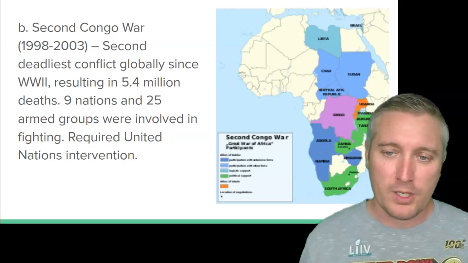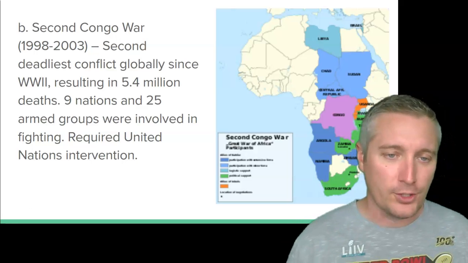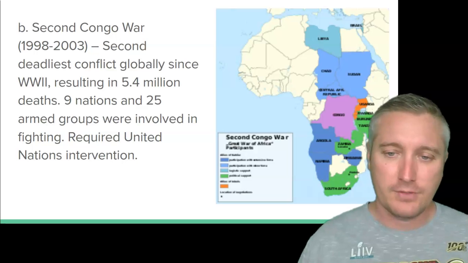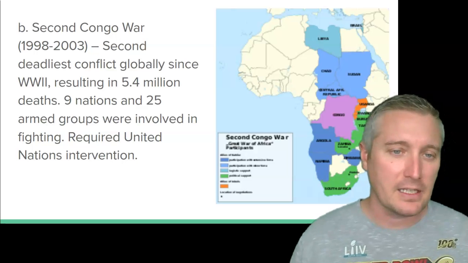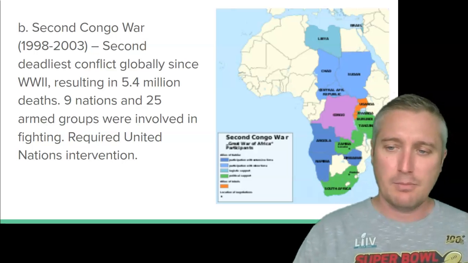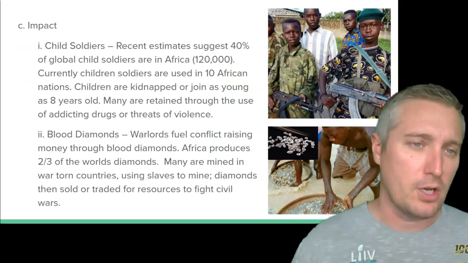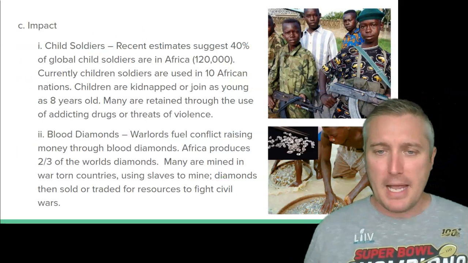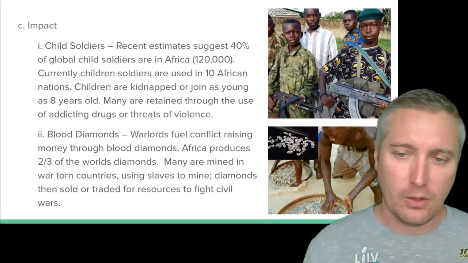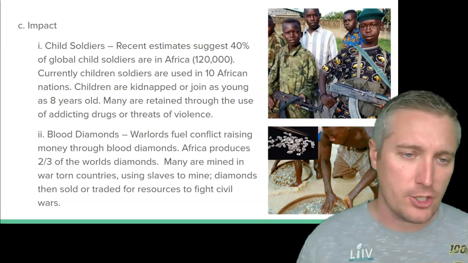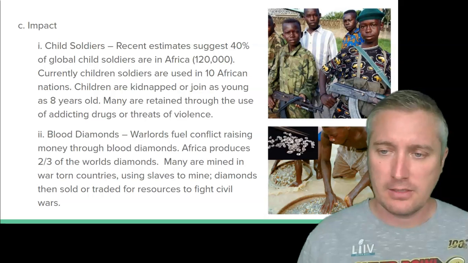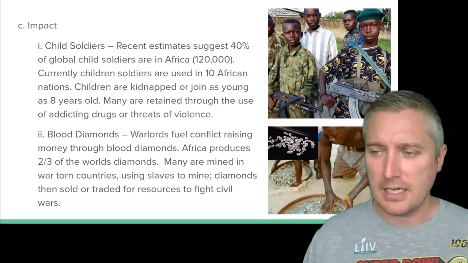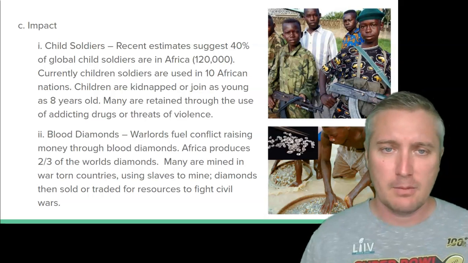For the most part, we don't even know much about it. Ultimately, the United Nations had to get involved and was able to kind of stop some of the fighting there. But like I said, not before over 5 million people lost their lives. Now, what impacts do these wars have on Africa? Well, they just take an impoverished nation and make it more impoverished. And frankly, there are a lot of negative consequences that come along with that.